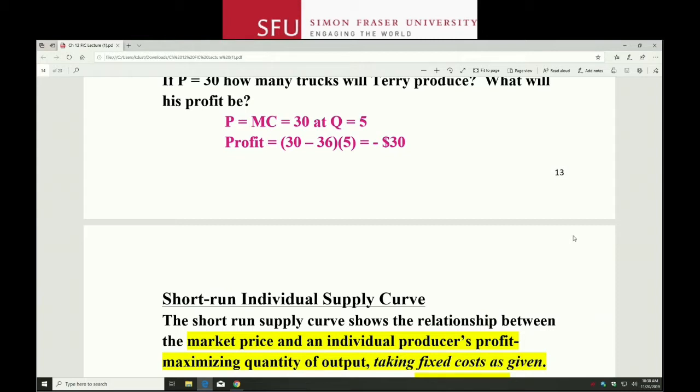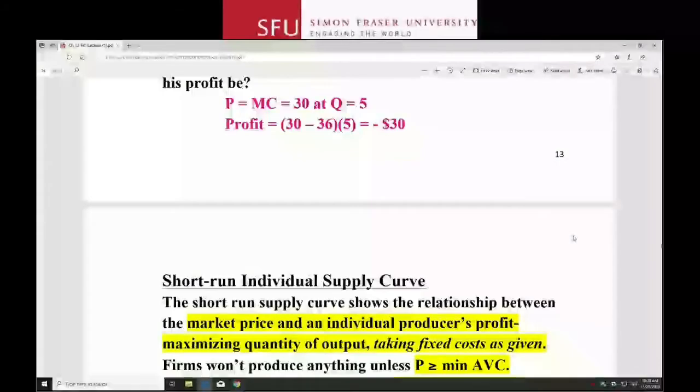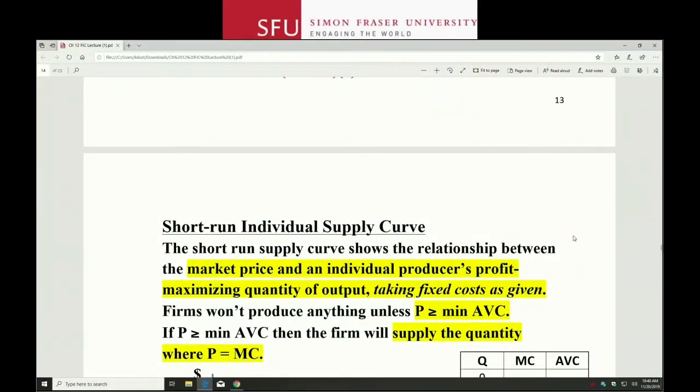Okay, now some other things that we know is that the price has a minimum. The minimum price will be that shutdown price. If the price is below that, they won't operate at all. The price has to be, bare minimum, that shutdown price or higher. As long as the price is equal to or above that point, then they will produce. And the quantity will be the quantity where the price equals the firm's marginal cost.